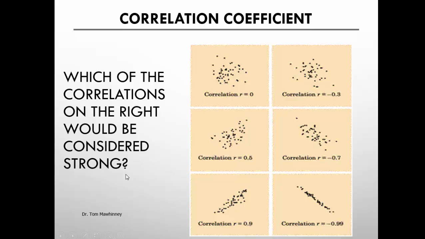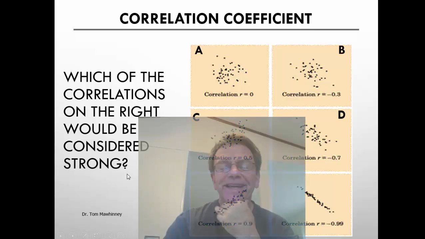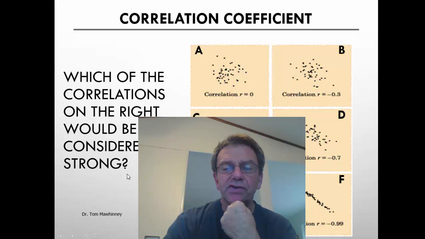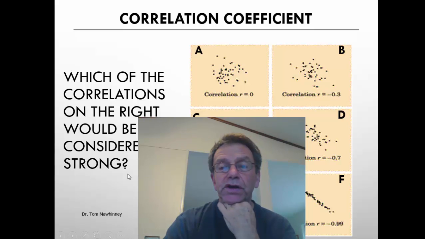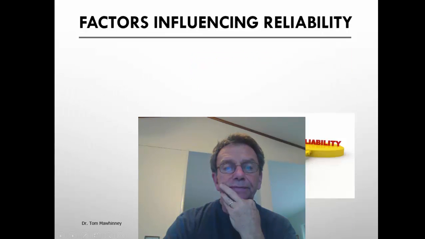And you'll probably get a test question on this. So the answer would be E and F. They are both strong correlations. The others are not so strong. 0.7 would be stronger than these other three, but the two on the bottom are the strongest.